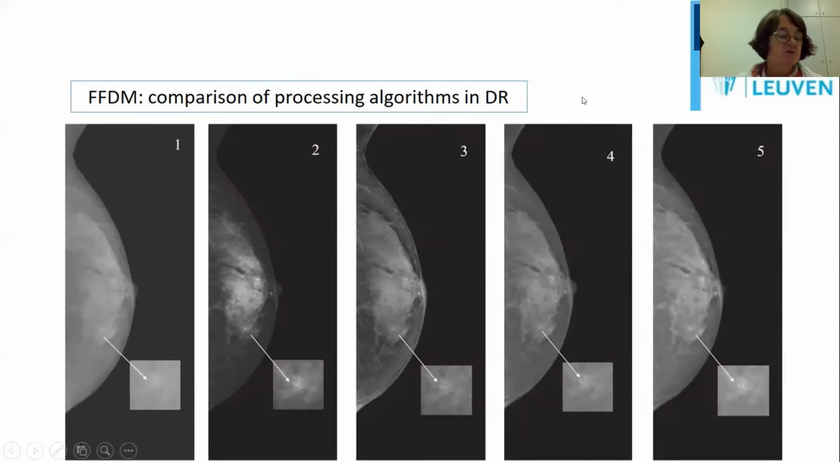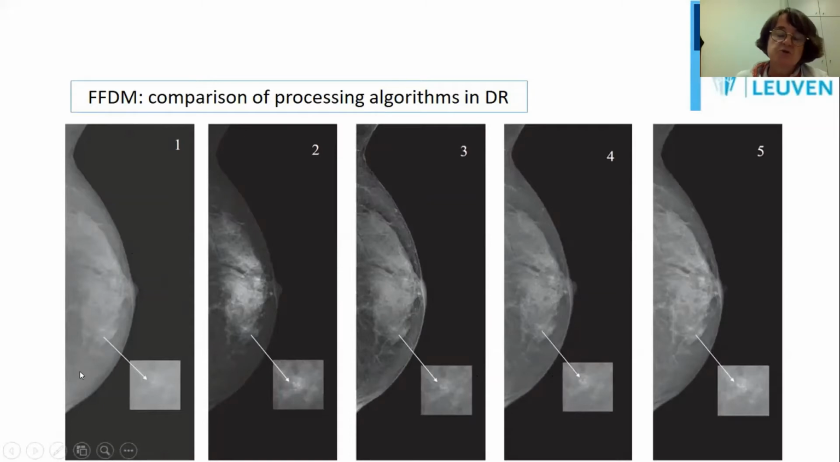The next application was a comparison of processing algorithms. This study was done by Federica Zanca. She started from a large number of raw data, more than 100, I don't recall the exact number. We gave these raw data to four vendors, one vendor having two different image processing algorithms. And what you see already here is that although the raw images were identical, the look of these images depended a bit on the processing.